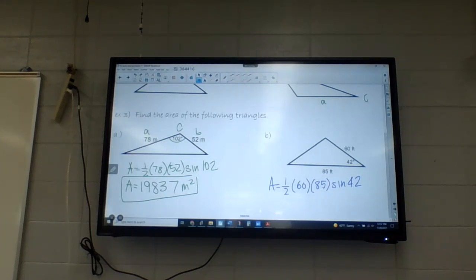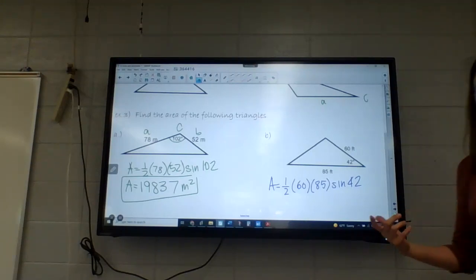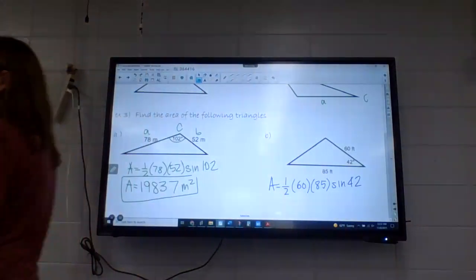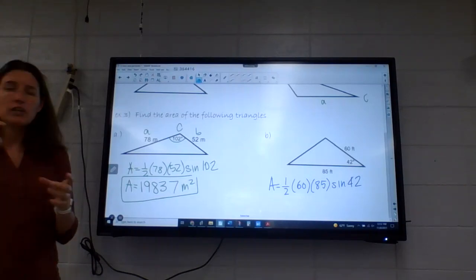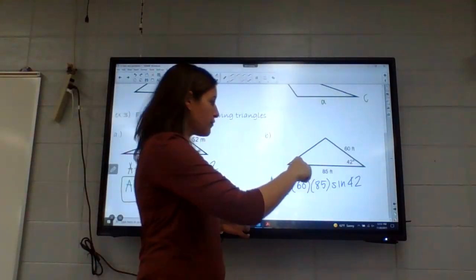Esther, do you have a question? What happens if they give you multiple angles and sides? Okay, good question. If they give you too much information, let's say they give you all the sides and all the angles, or multiple sides and multiple angles, we can choose what we use. We just want to use side angle side for it.